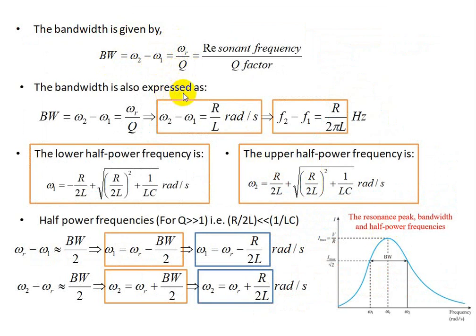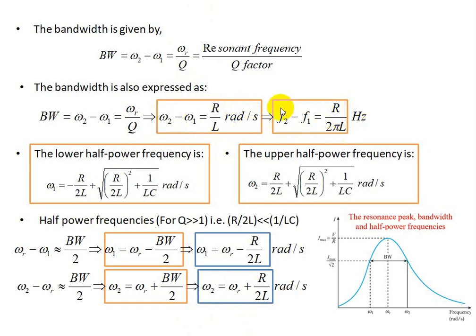The bandwidth can also be expressed as omega 2 minus omega 1, which is equal to omega R by Q. This can be written as omega 2 minus omega 1 equal to R by L, when we substitute Q equal to omega R into L by R. So we get omega 2 minus omega 1 as R by L, radians per second. If you want F2 minus F1, this will be this term divided by 2 pi, so that is R by 2 pi L.